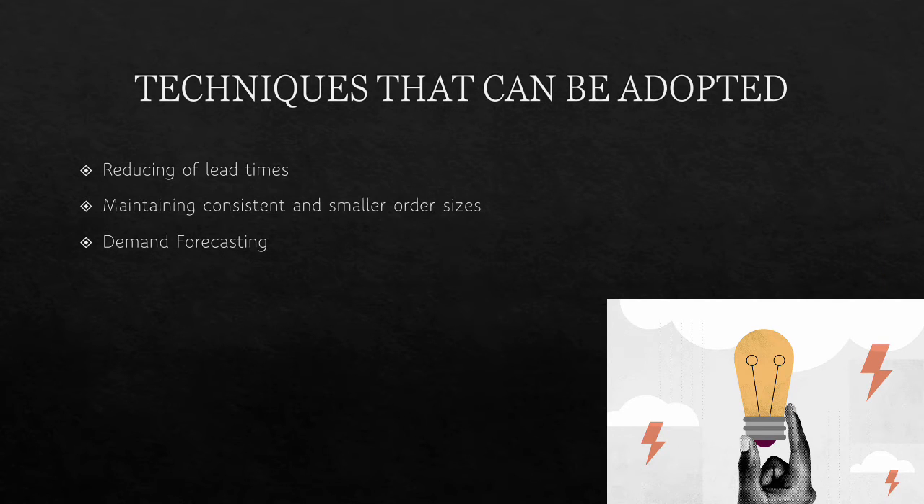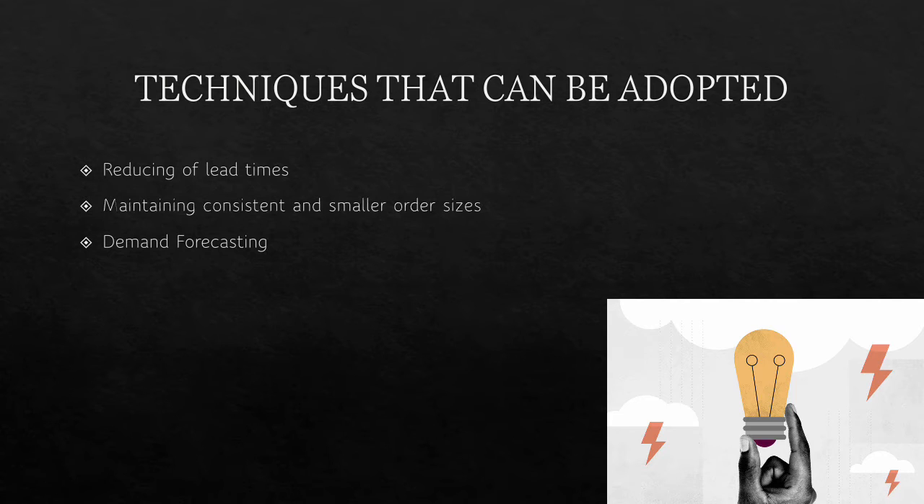There are some techniques that can be adopted to help reduce the bullwhip effect. Firstly, we have reducing of lead times. Cutting down on lead time and delays can help reduce the bullwhip effect. The faster the materials move through your supply chain to become finished products, the more it avoids inventory piling up.